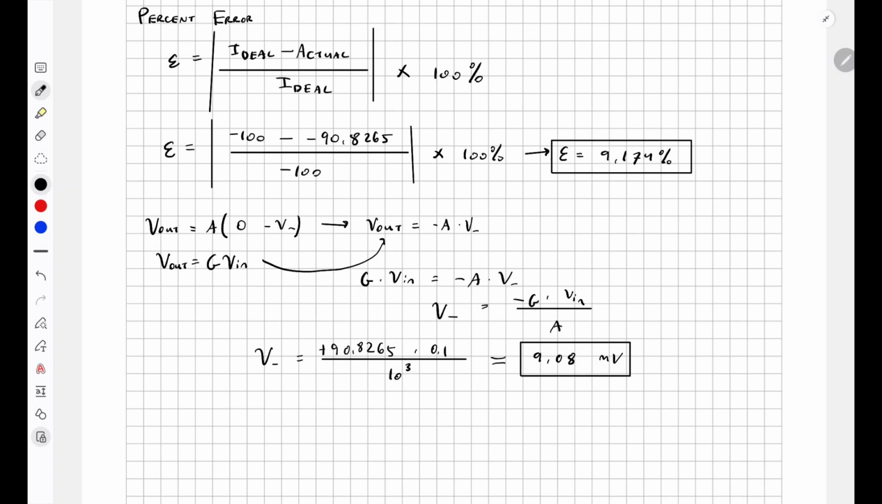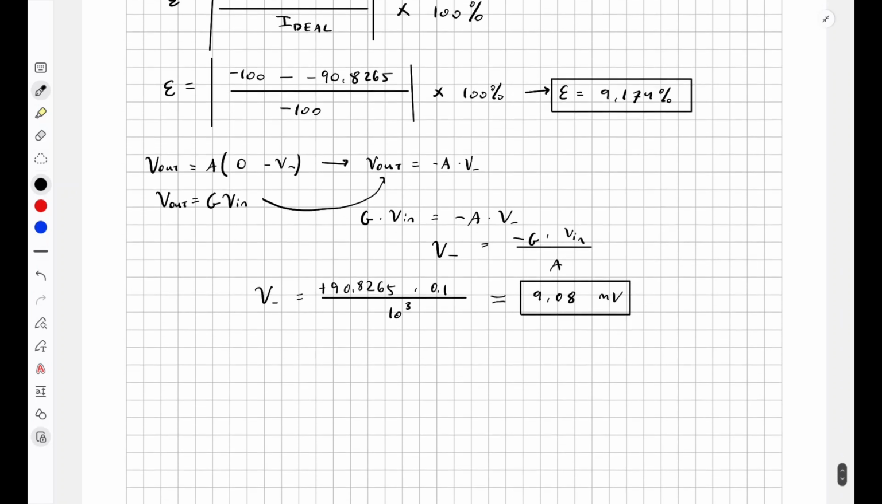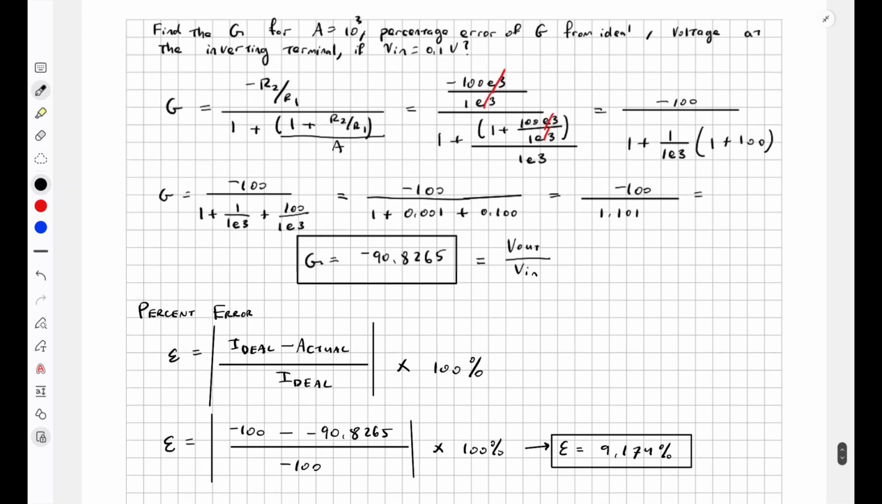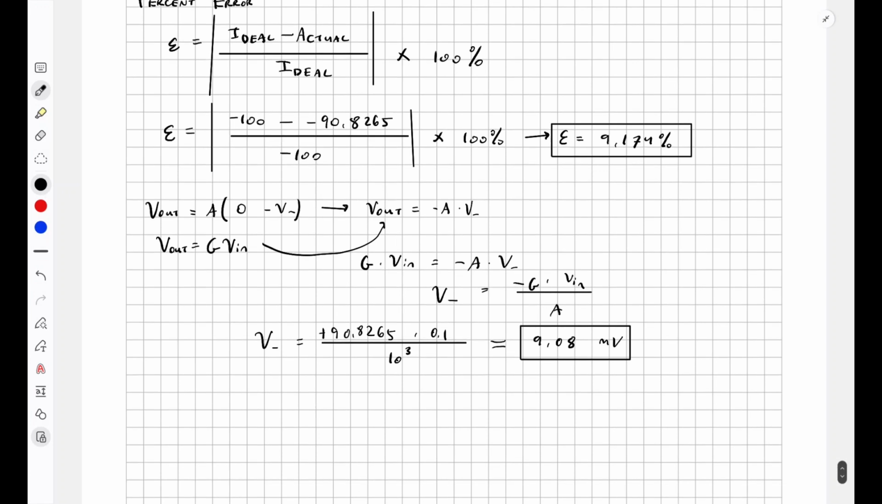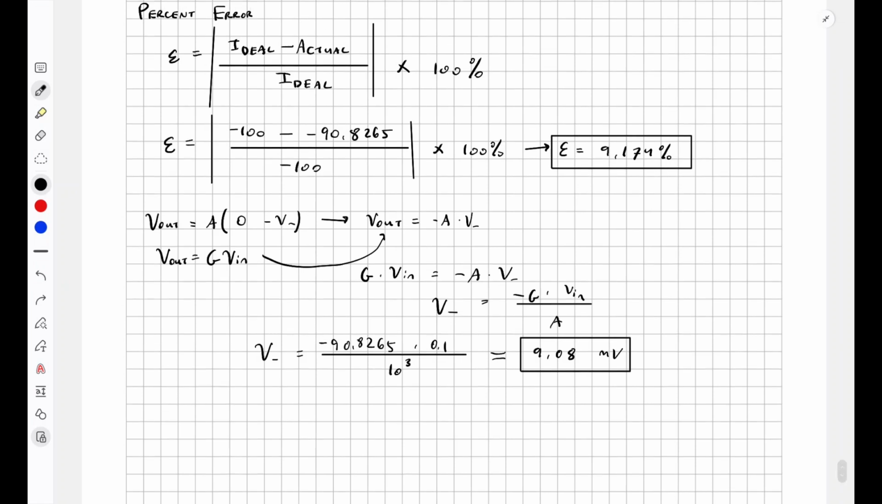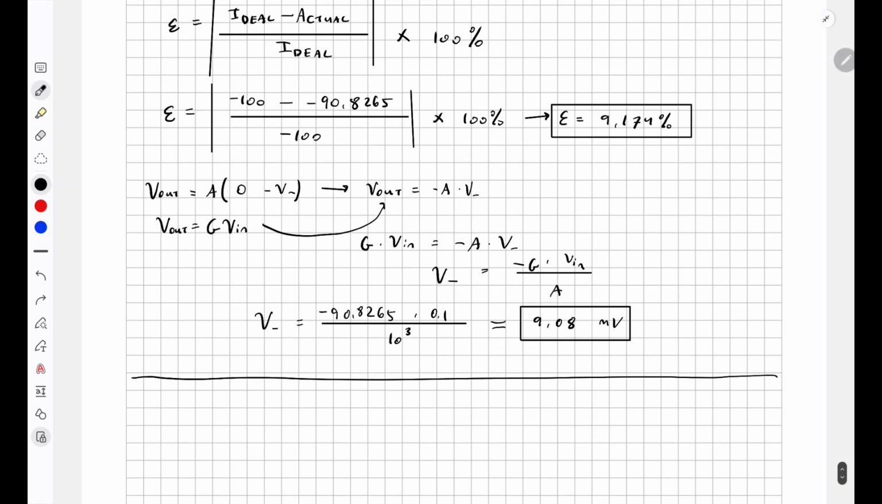Oh, actually, V in was 0.1 volts, so it was not multiplied by a negative number. Okay, yeah, V in is 0.1 volts. Yeah, 9.08 millivolts. Okay, so now let's do another practice problem.